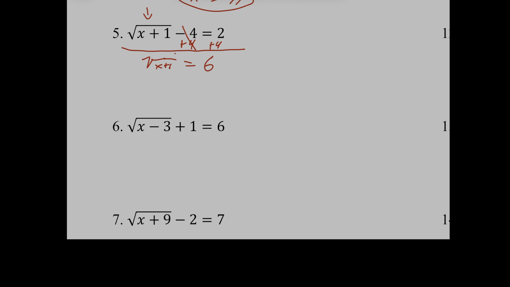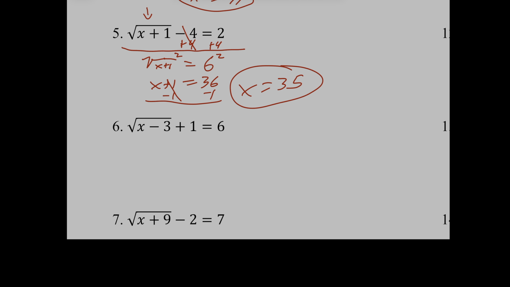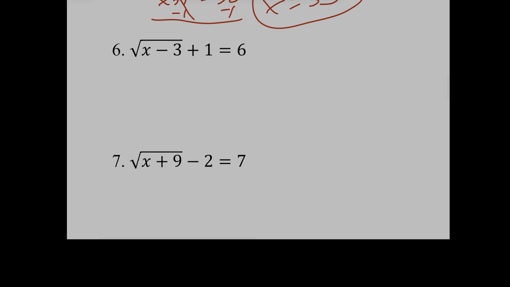Now the square root is by itself, so now I can square both sides. And I'm going to get x plus 1 equals 36. Subtract 1 from both sides. X equals 35. Okay, so step number 1, get that square root alone.